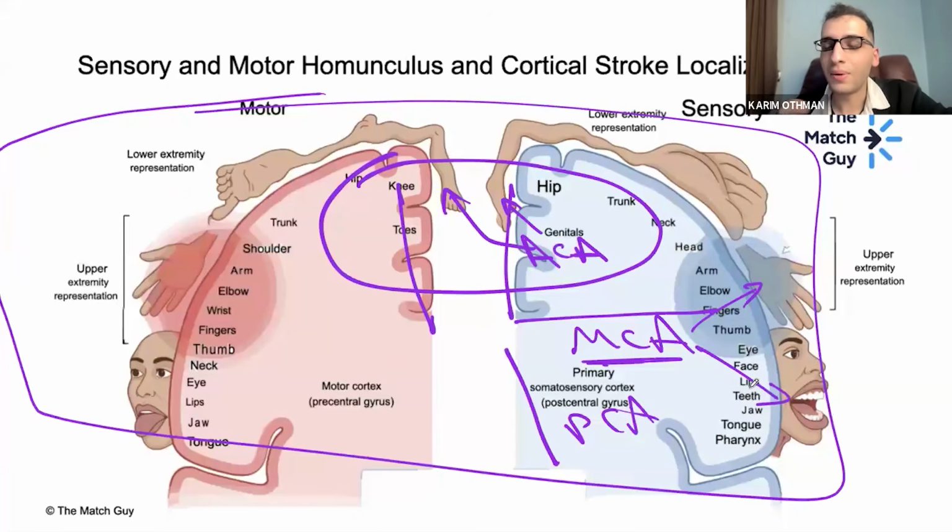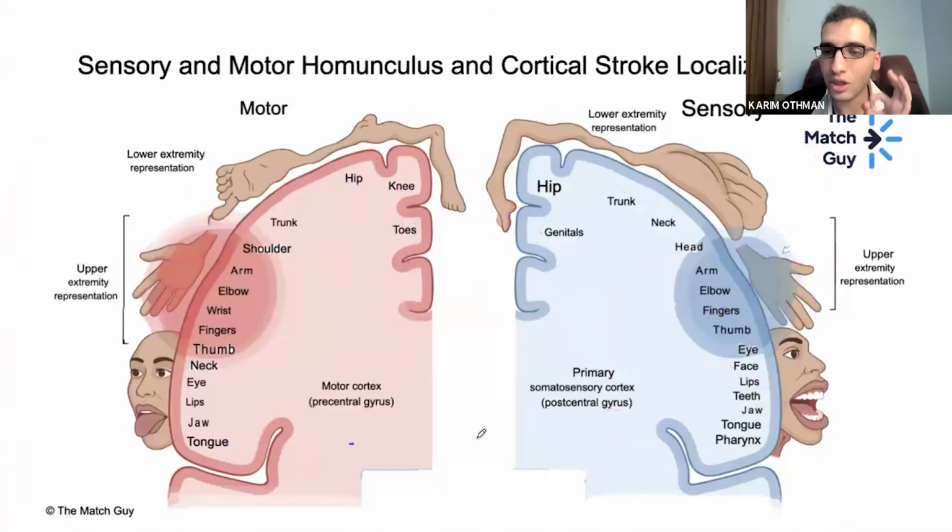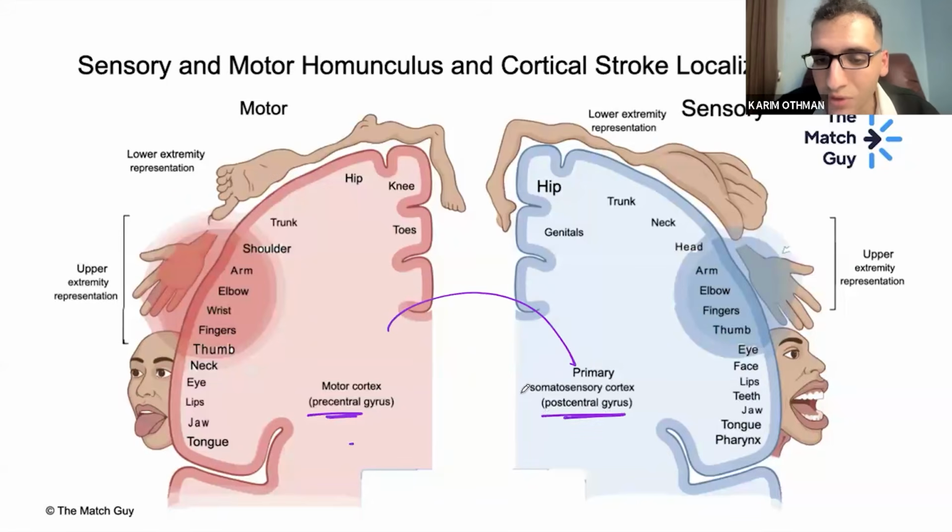Okay. Now you will ask me a question. So I know that the anterior cerebral artery supplies the legs. So if you have a problem in the anterior cerebral artery, would you get leg problems? I know, but would you get it motor or sensory? This does not depend on the artery. This depends on the location of the specific lesion in the cortex. Is it pre-central or is it post-central?